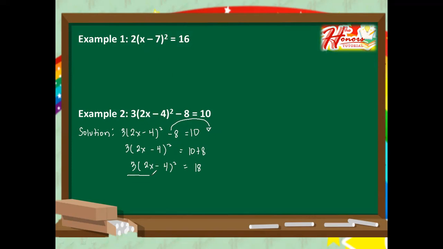Eliminate 3. So divide both sides by 3. I'll continue solving here. So cancel this because the numerator and denominator is the same. So now we have here the quantity of 2x minus 4 squared equals 18 divided by 3, that's 6. And then for us to be able to simplify the left side of the equation, kindly get the square root of the quantity of 2x minus 4 squared and square root of 6. So cancel this. Then you have here 2x minus 4 equals square root of 6.